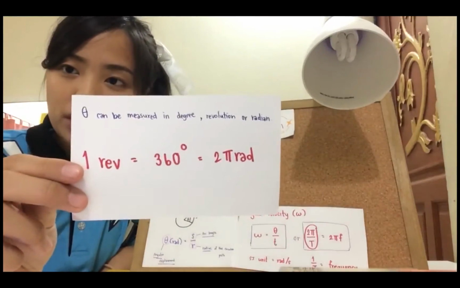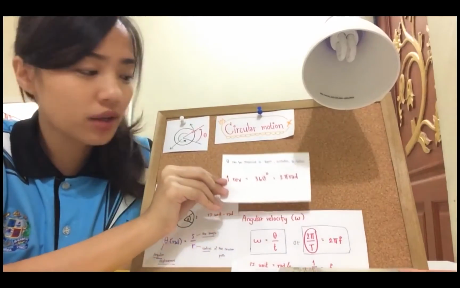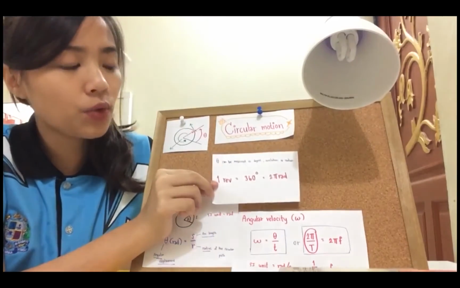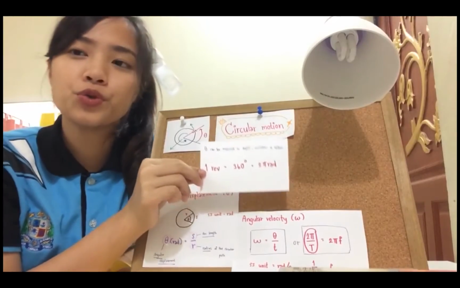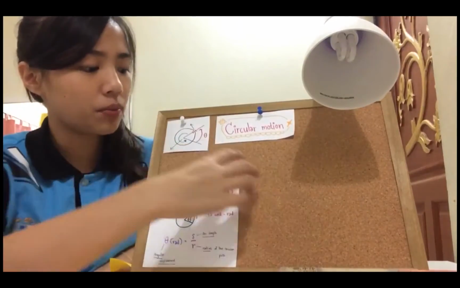The angular displacement can be measured in degree, revolution, or radian. One revolution equals 360 degrees equals 2 pi radian. Let's see an example.